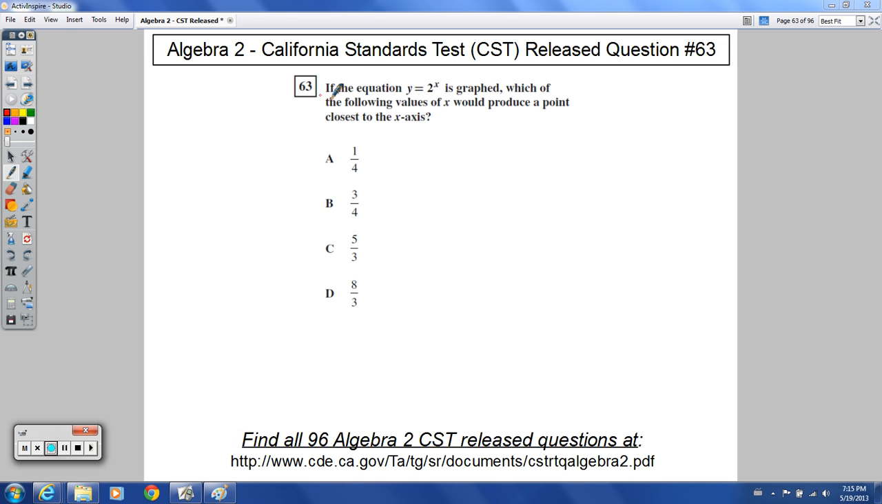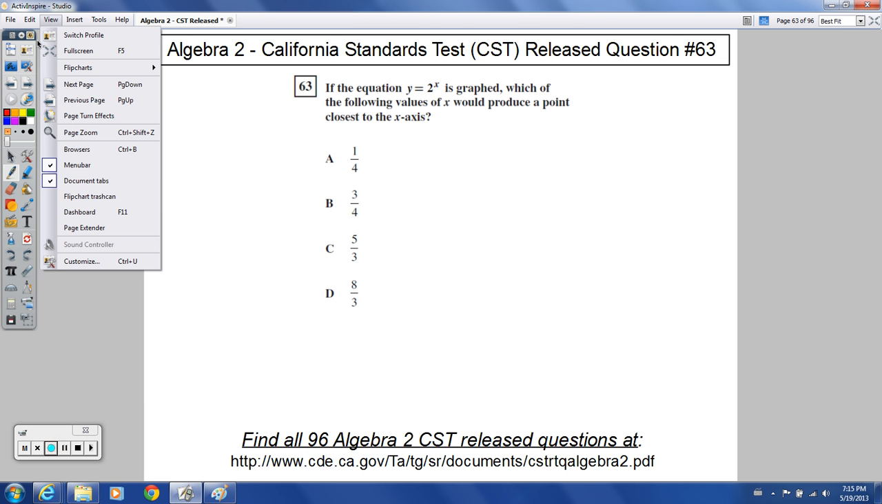Hello, welcome to Algebra 2 CST release question number 63. It says if the equation y equals 2 to the x power is graphed, which of the following values of x would produce a point closest to the x-axis? So it's talking about graphing here.